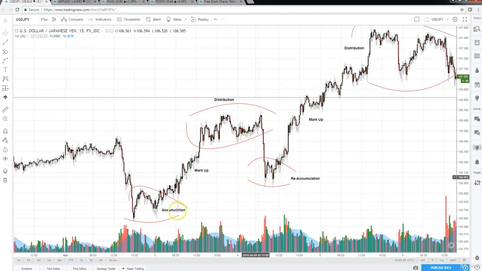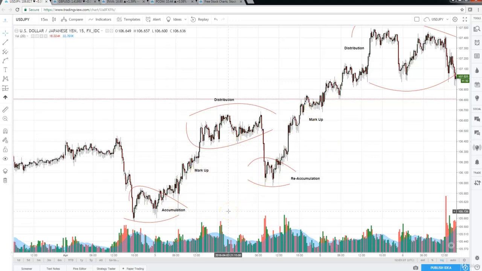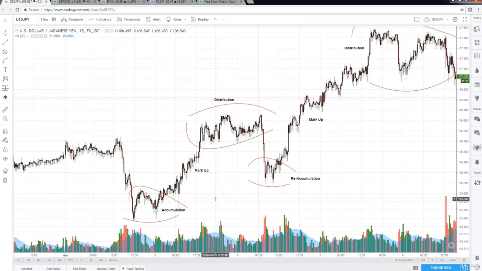Now, it doesn't always look like that. Some people prefer to teach it as accumulation, markup, reaccumulation, then distribution. But like I said, that's a linear way of looking at things, and a lot of people are linear. It's partly due to our Western education systems, which have taught us in a very linear fashion. We've been taught that one thing leads to the next, and as a result, we need to see a step-by-step approach. Now, I'm sure all of you have heard people use the term step-by-step approach.